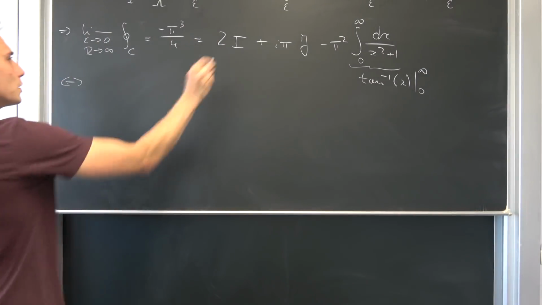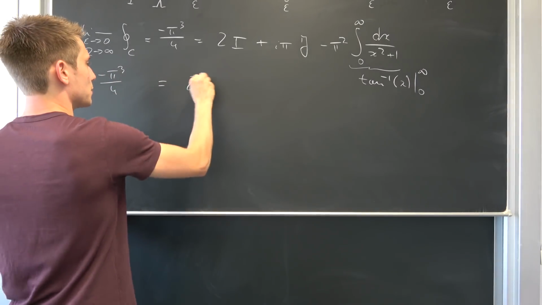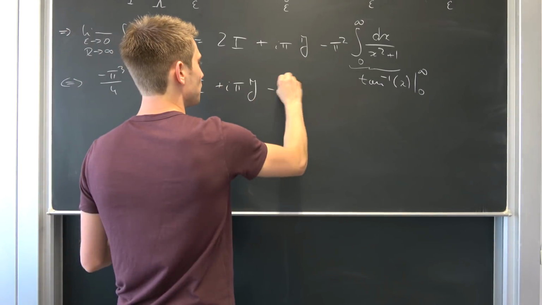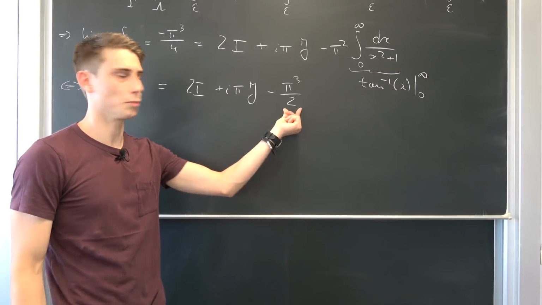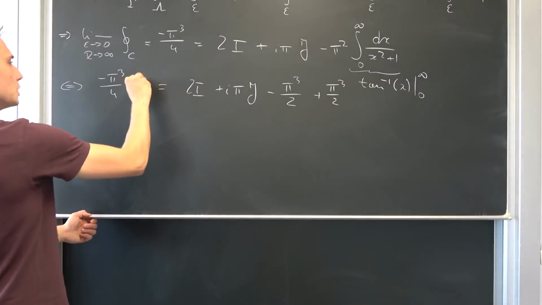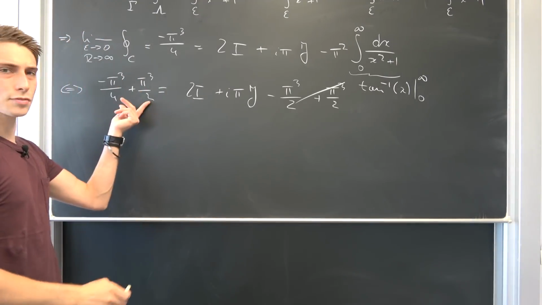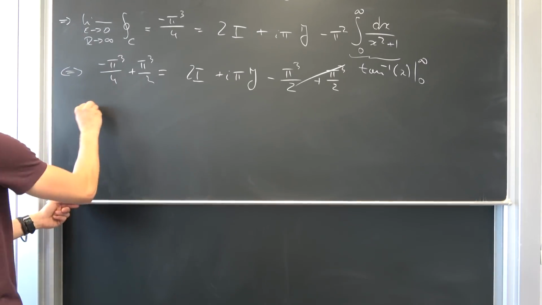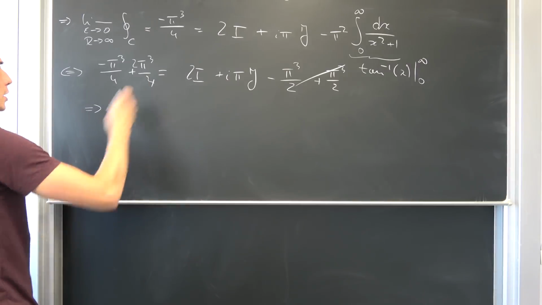So what do we have? We have negative pi to the third power over 4 being equal to 2 times I plus I times pi times j, negative pi to the third power over 2. And what we can do, we can add this expression on both sides. So adding pi to the third power over 2, also here, pi to the third power over 2. This is going to cancel out. And this thing right here is exactly going to evaluate to the positive term right here. So you can advance this fraction by 2 over 2, and you immediately see where this comes from.